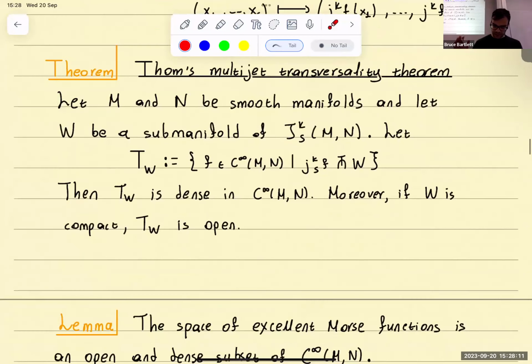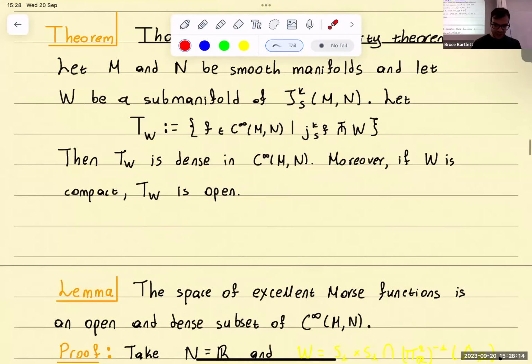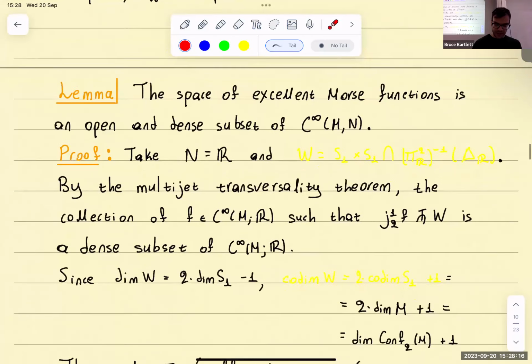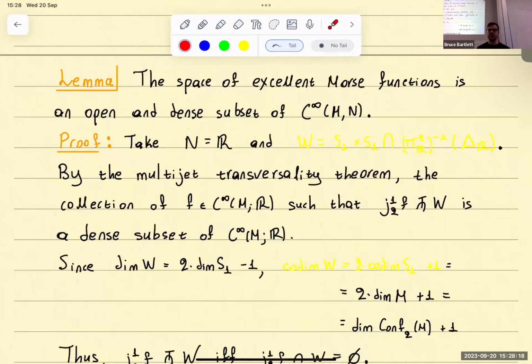That's what the theorem says. Okay, let's go directly to an application. The application is that the space of excellent Morse functions is an open and dense subset of the space of all smooth functions from M to N. Remember that a Morse function is excellent if you won't be able to find two critical points with the same critical value. Okay, how are we going to do that?